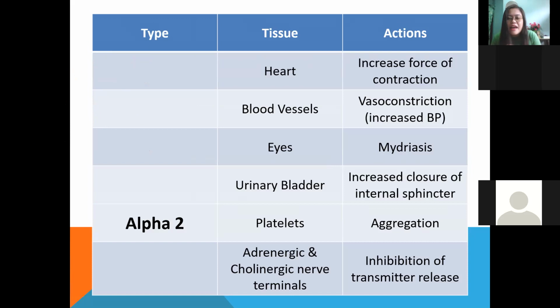And then, on the last one, sa urinary bladder, we also have alpha-1 receptors there, and when they are activated, it will increase closure of the internal sphincter. When you say internal sphincter, it's the opening of the bladder. So if you activate the alpha-1, it means mag-close ang sphincter. And it will result na dili ka makaihi.